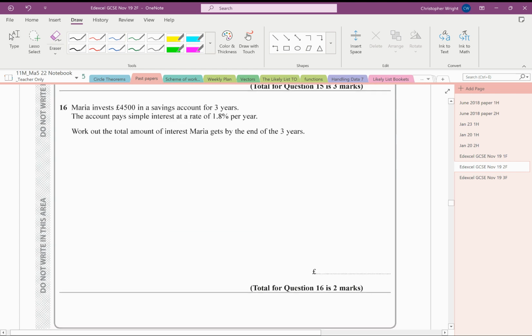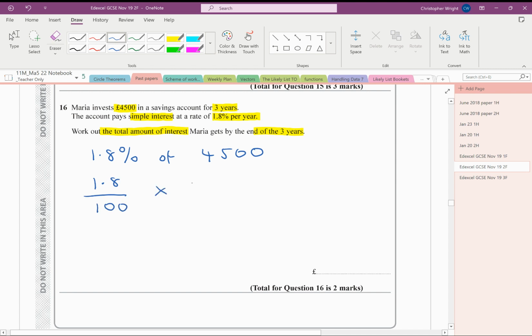Question 16. A man invests £4,500 in a savings account for 3 years. The account pays simple interest at a rate of 1.8% per year. Work out the total amount of interest at the end of the 3 years. Well, each year you get 1.8% of 4,500. Let's work out what that is. Let's do what it says.